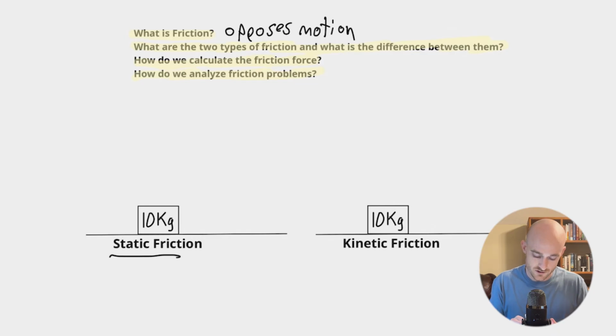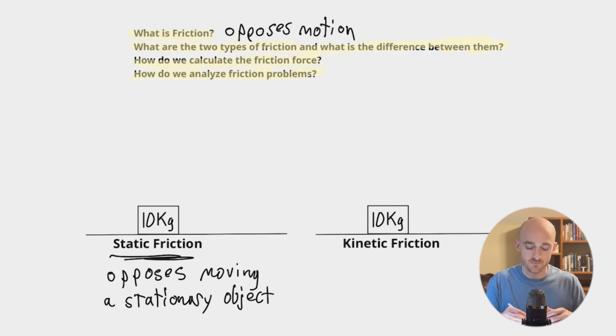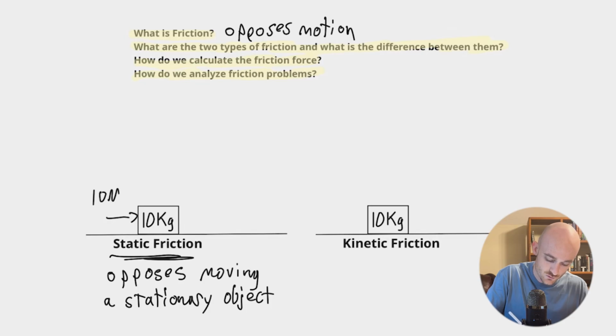For static friction, this is the friction that opposes moving a stationary object. Let's take this box here that weighs 10 kilograms and it's sitting on this floor. If I start pushing against this with a 10 Newton force, it might not move. And the reason that it might not move is because of the static friction force.